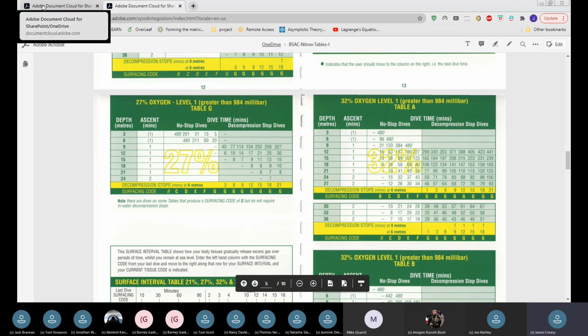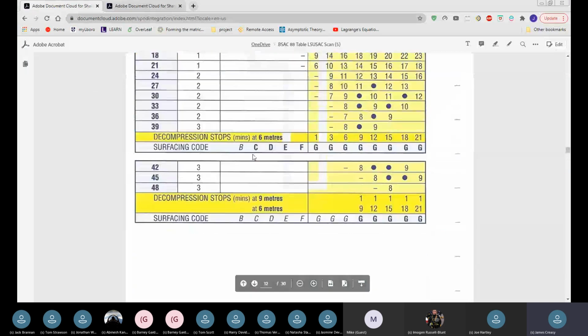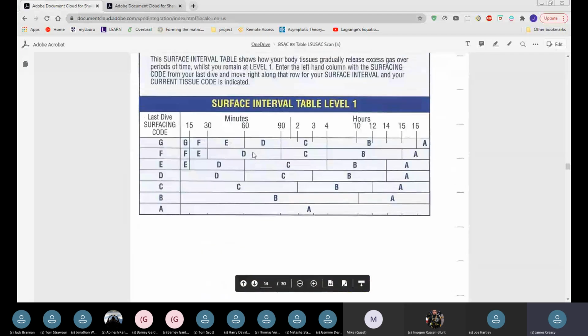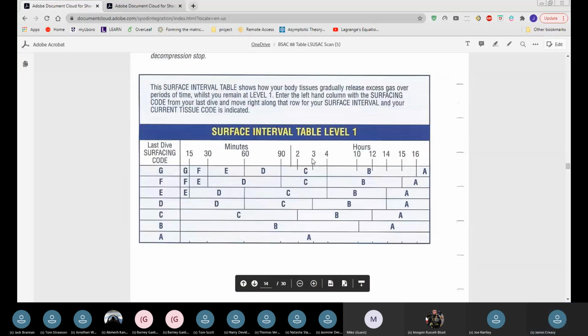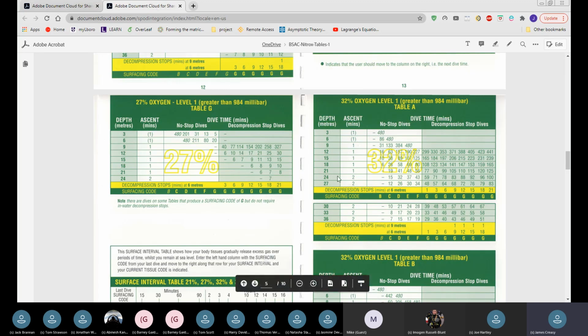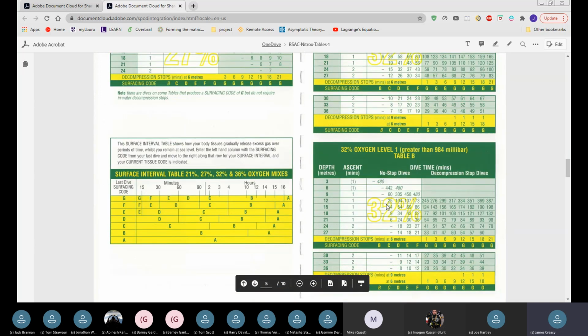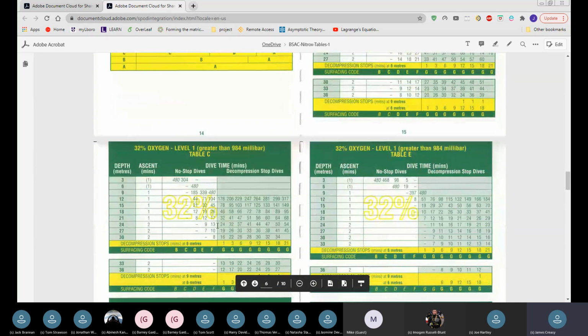So we go and find the table for intervals. Here we go. So we've come up on an F for 3 hours. Go across. We're now going to be on a C. So we now need to go back to the nitrox tables, and this time we're going to be using nitrox 32%, but table C, which is here.